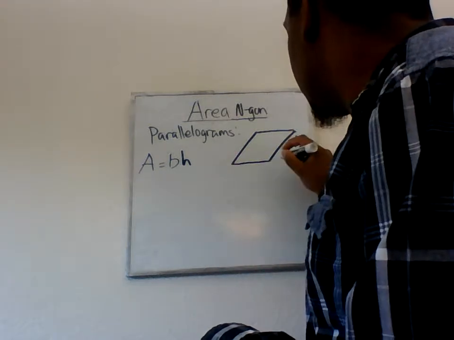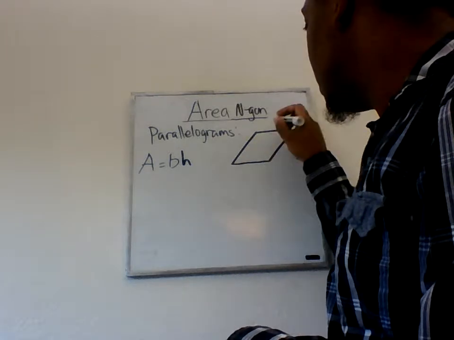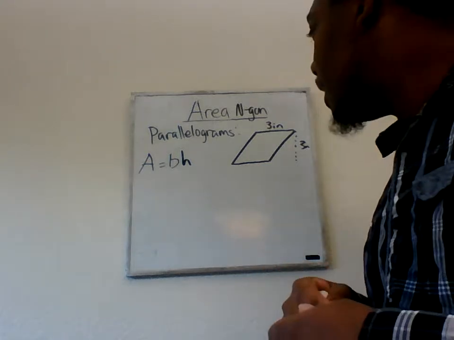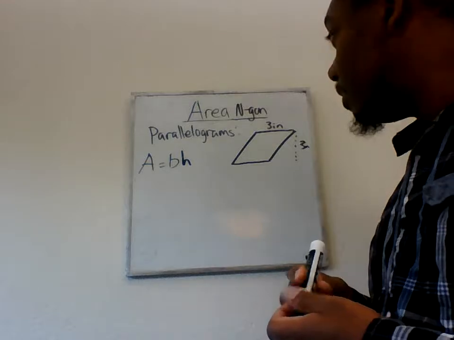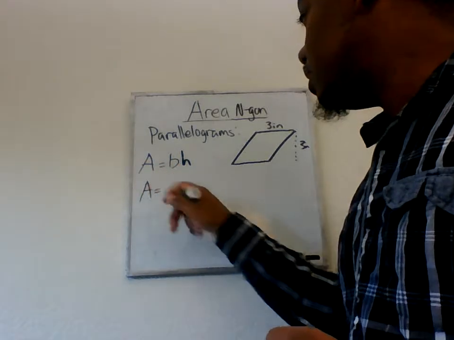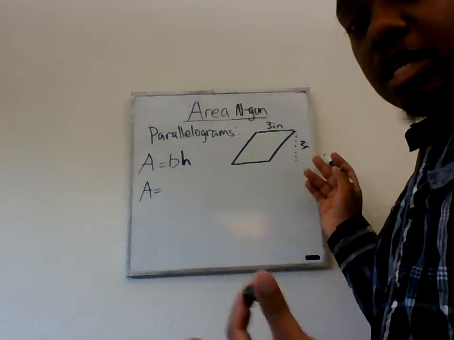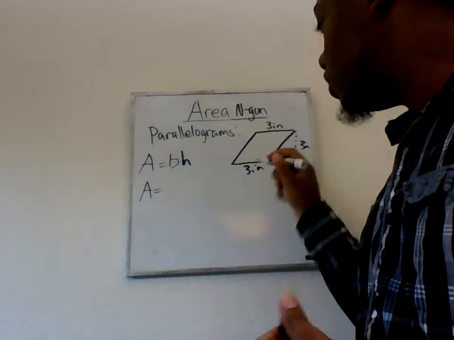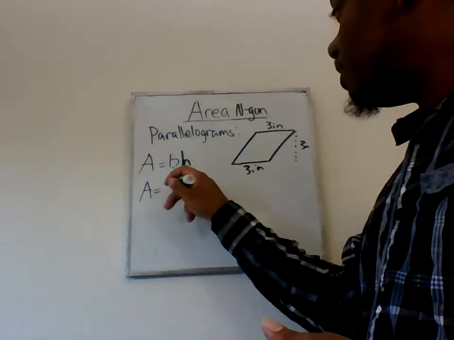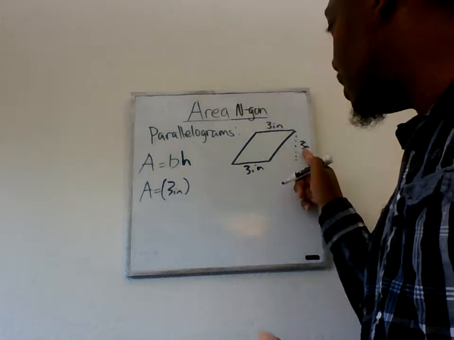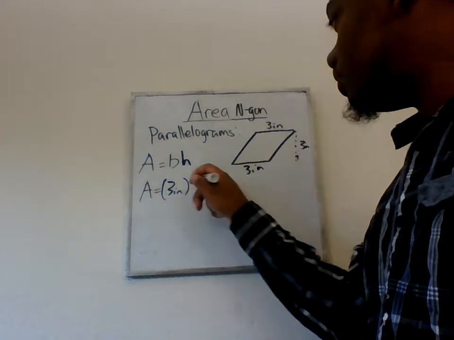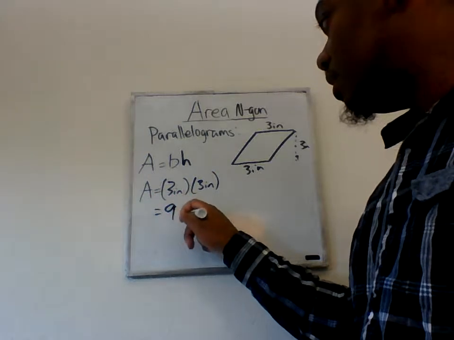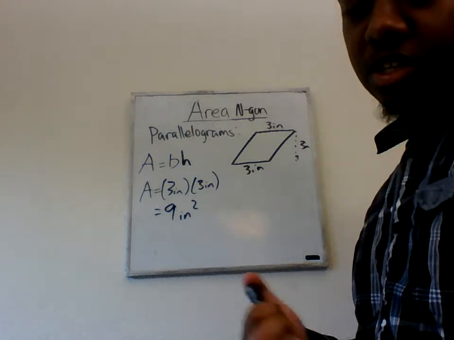And let's say the height is 3 inches, and let's say that this side here is also 3 inches. Okay. Well, how would you find the area? Well, area would be the base. We don't know what the base is. Yes, we do. Because this is a parallelogram, if this is 3 inches, this also must be 3 inches. So we end up having 3 inches times the height, which in this case, when it was drawn, is also 3 inches. And so our area ends up being 9 square inches, or 9 inches squared.